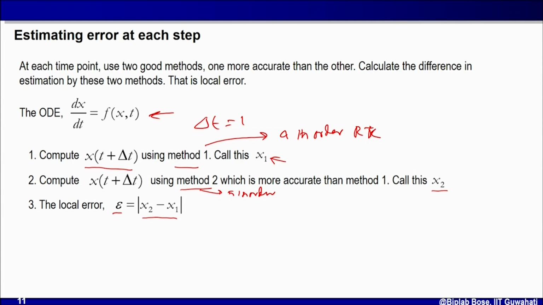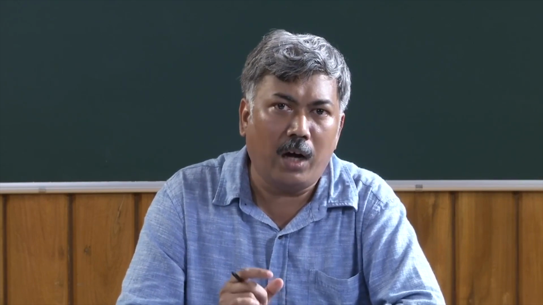So once I have calculated the error, now I do some test. As a user of this algorithm, I decide beforehand how much error I will tolerate. So I have decided an upper limit of tolerance and a lower limit of tolerance. Suppose I decide the error should not be bigger than 10 to the power minus 6, and it should be in the range of 10 to the power minus 8 to 10 to the power minus 6. So this is my tolerance limit.